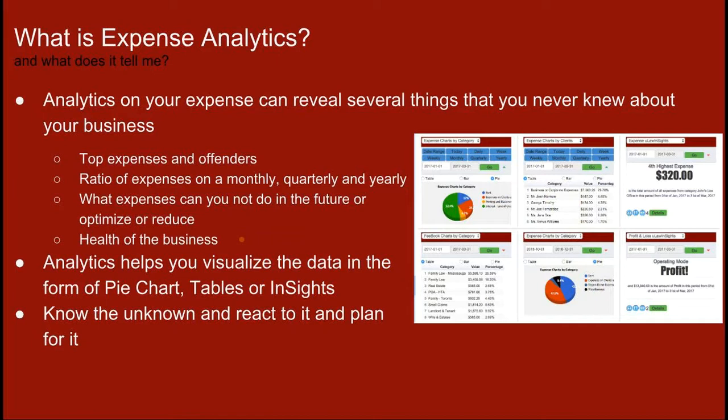What are the ratio of expenses between a monthly, quarterly, or yearly perspective? What types of expenses do you incur the most? Is it office expenses, or are there other types of expenses that you incur? What can you do to maybe bring them down?